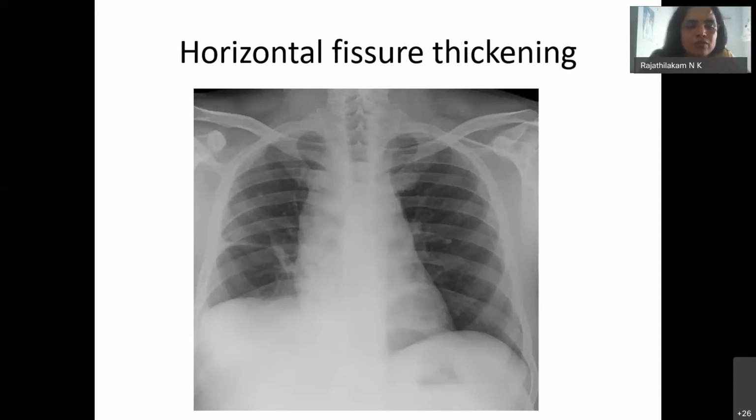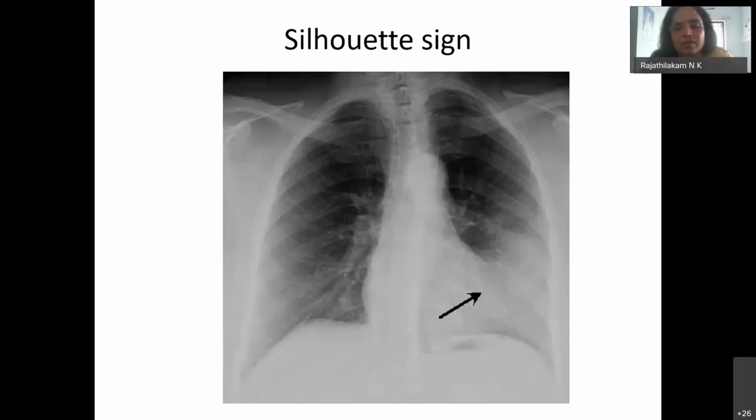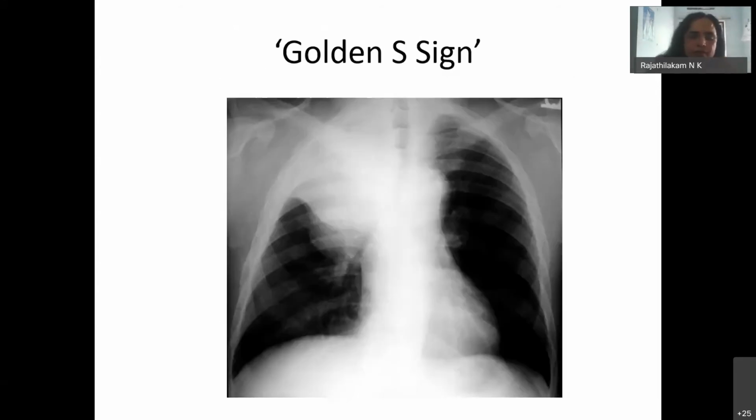This is a case of horizontal fissure thickening. The horizontal fissure is thickened here. Next slide. Here we are seeing the silhouette sign. Usually the borders are clearly seen, the heart border is clearly seen. If there is a lesion in the same plane, we cannot see the border, and this is called the silhouette sign. This is a typical example of the silhouette sign. We cannot see the clear border of the left heart border.